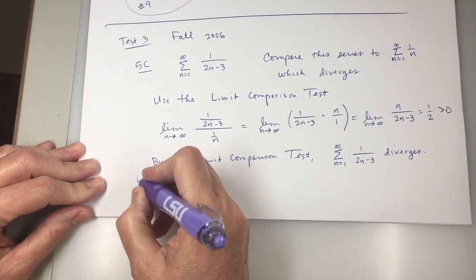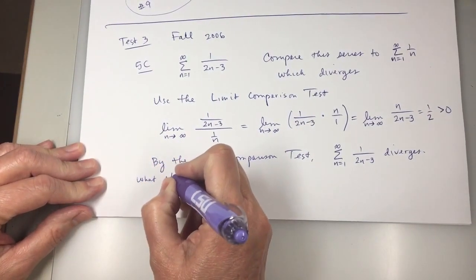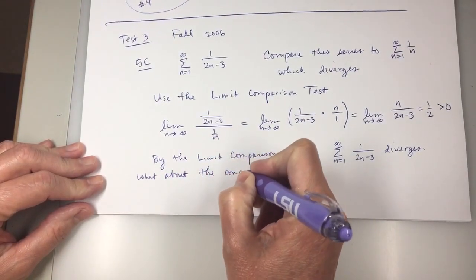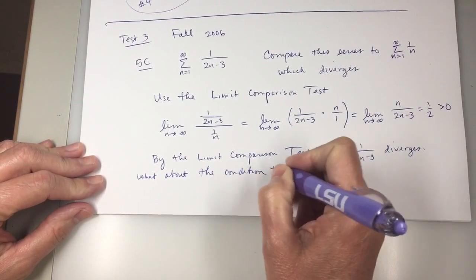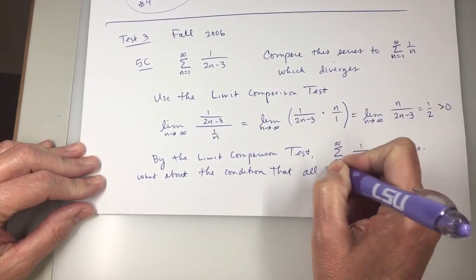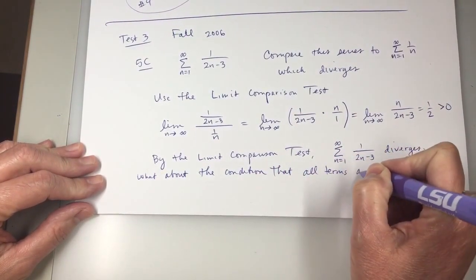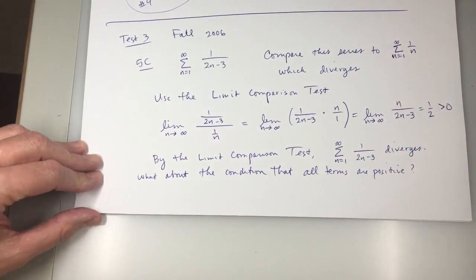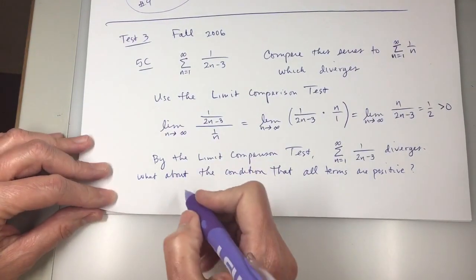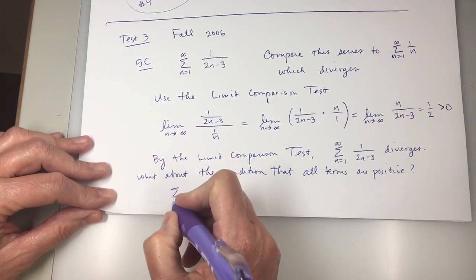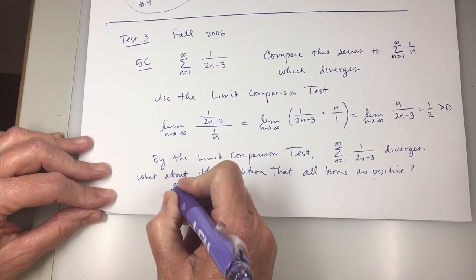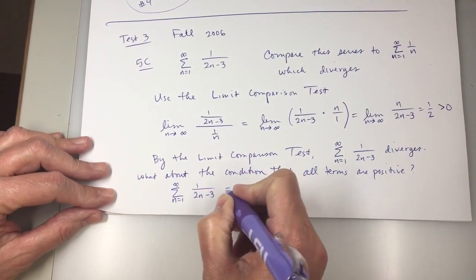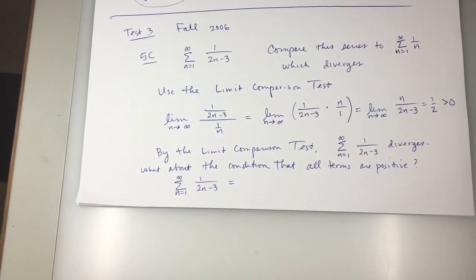So here's the question. What about the condition that all terms are positive? Well, I'm going to do this. This series, as n goes from 1 to infinity, of 1 over 2n minus 3, I could rewrite it.